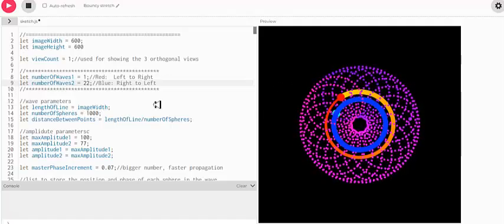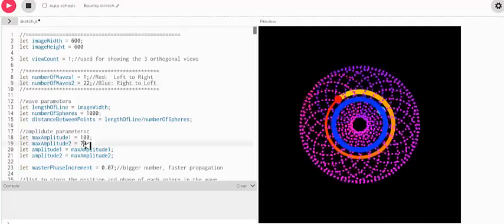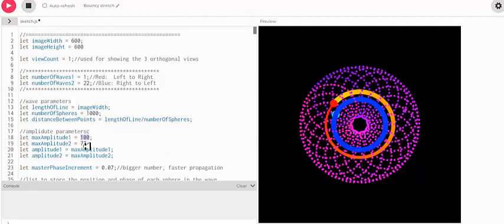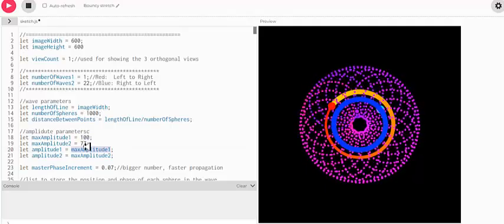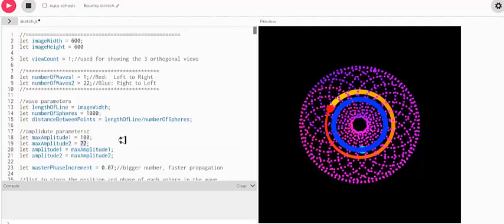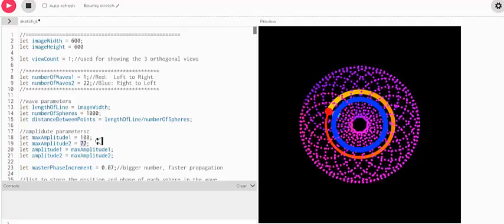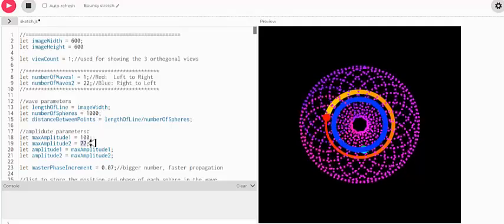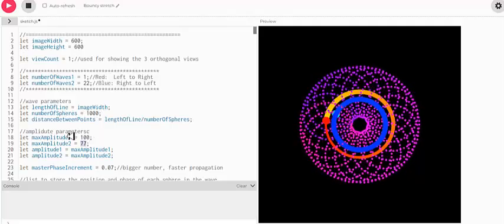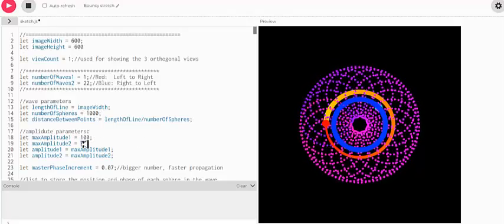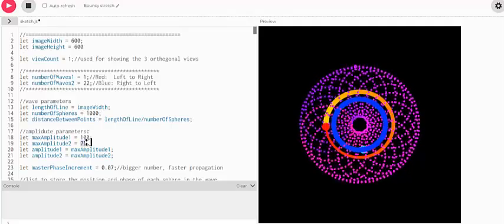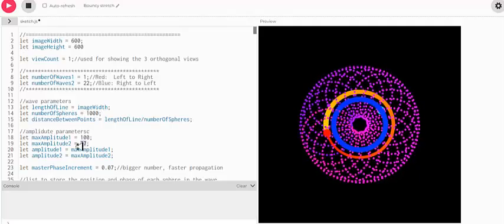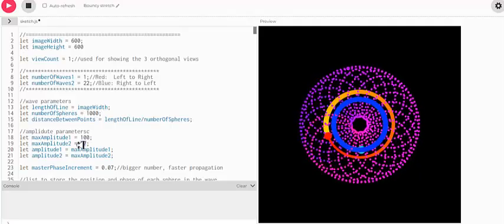Now the blue wave is a little bit smaller because it was set to 77. So the red wave is 100 pixels and the second wave, the blue wave, is 77 pixels, and that is the amplitude. That is the amplitude that we multiply the unit circle by. So whatever we have as our starting point for the x or the y in the unit circle, we multiply by this to get the amplitude.